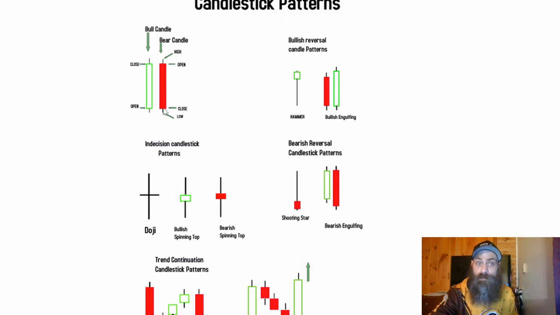Where you see all this red in this open space, this is called the body. And these things are called your wicks or your shadows. They're just going to represent the high of the day or the session, just depends on what time frame you're on. So it's just going to represent the high of that time frame or the low. So that's pretty much your candles there.